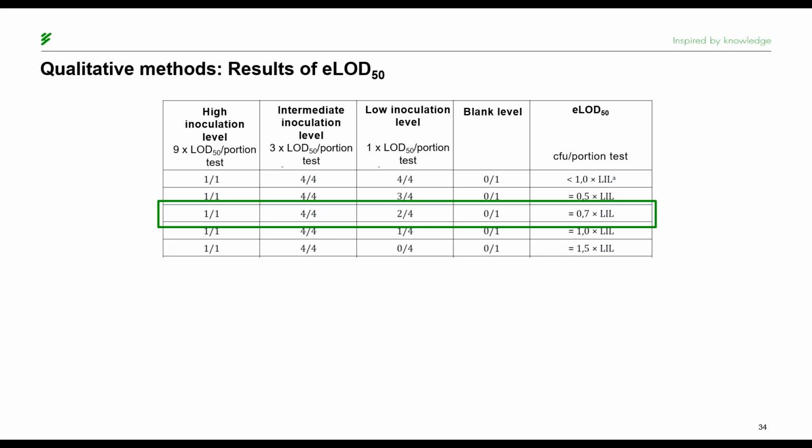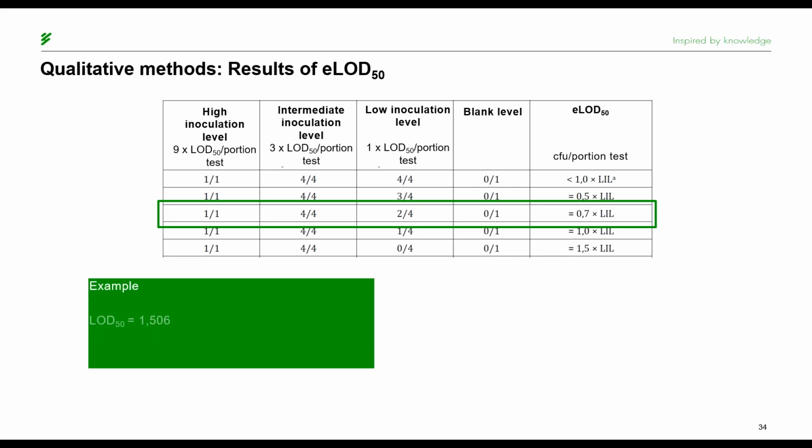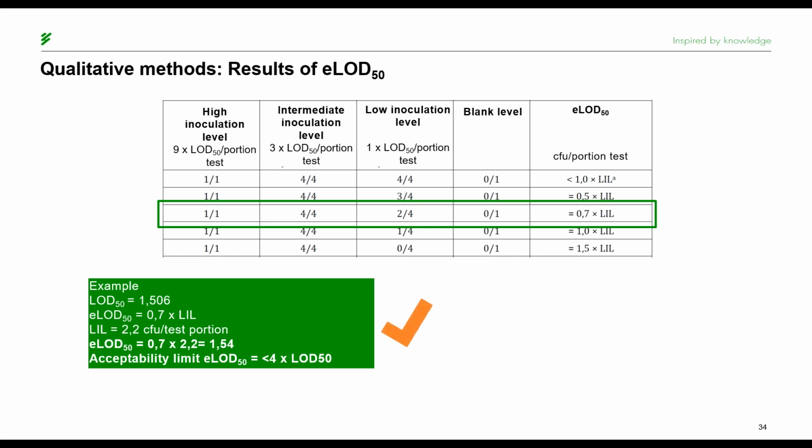To obtain the estimated LOD, the table indicates that it is equal to 0.7 multiplied by the low inoculation level that we have, that is 2.2 CFU per test portion. That would give us an estimated LOD of 1.54, and in this case, it would be accepted since it is much lower than 4 times the LOD50. So the verification of this item would be complete.